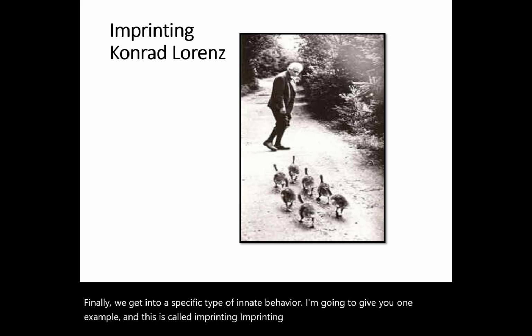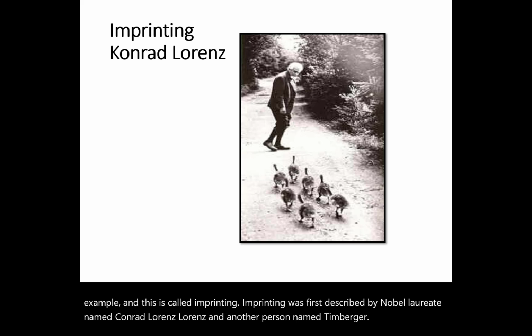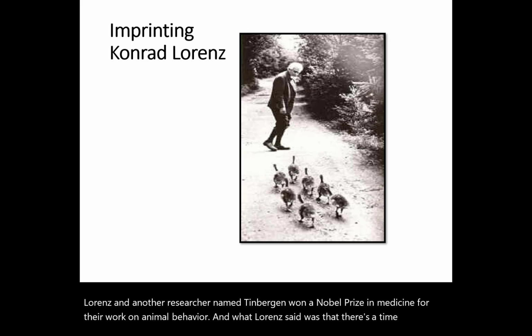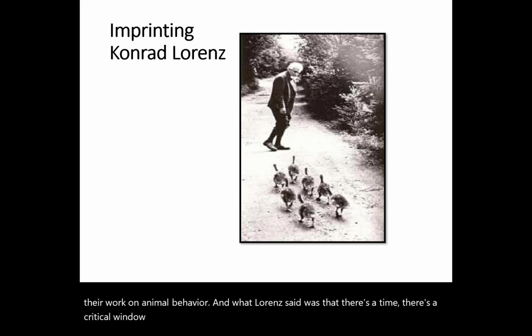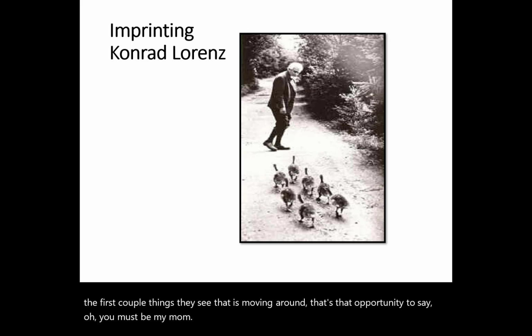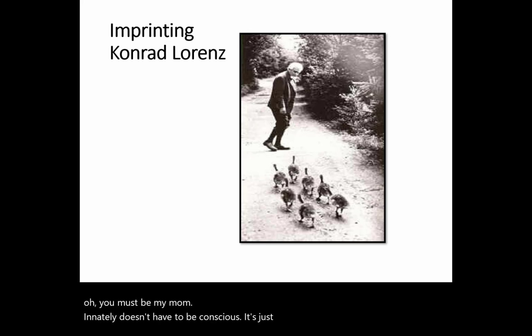Imprinting was first described by Nobel laureate Konrad Lorenz, and another researcher named Tinbergen won a Nobel Prize in medicine for their work on animal behavior. What Lorenz said was that there's a critical window of opportunity when a little bird, like a goose or duck, hatches. The first couple of things they see that are moving around, that's the opportunity to say, oh, you must be my mom. Innately. Doesn't have to be conscious.